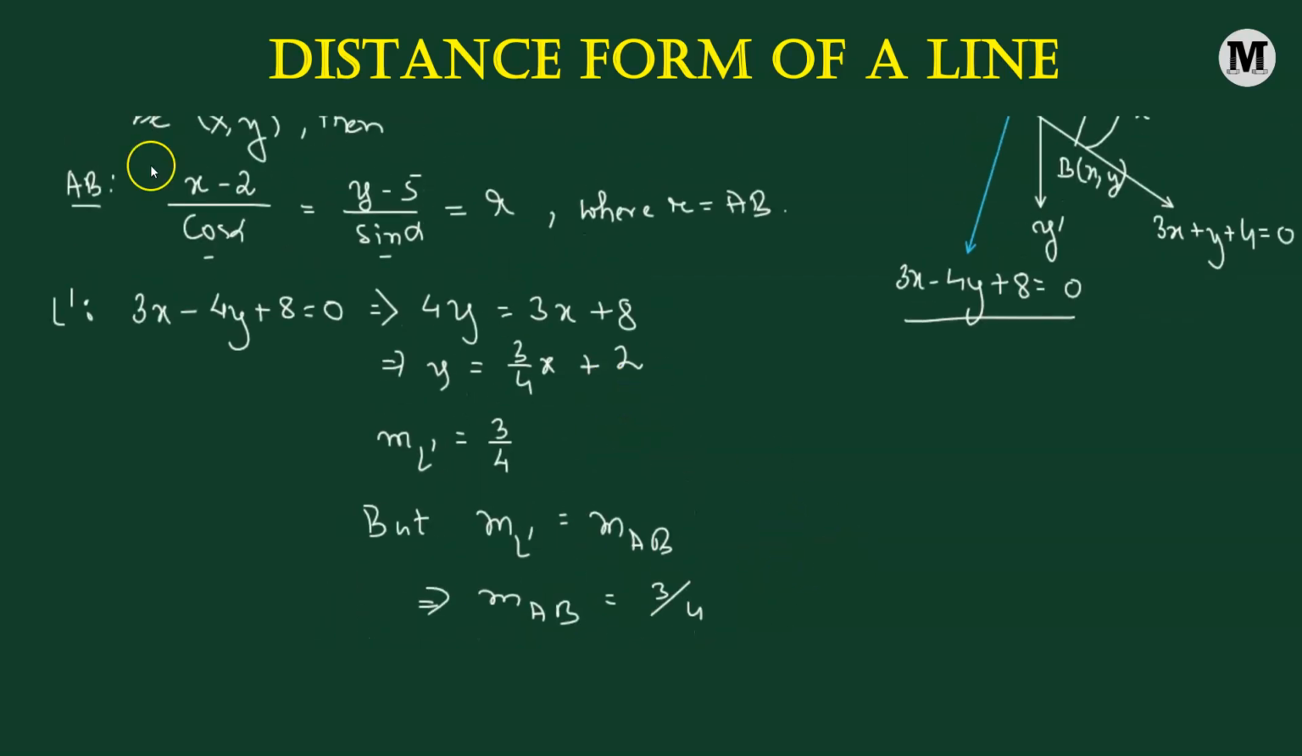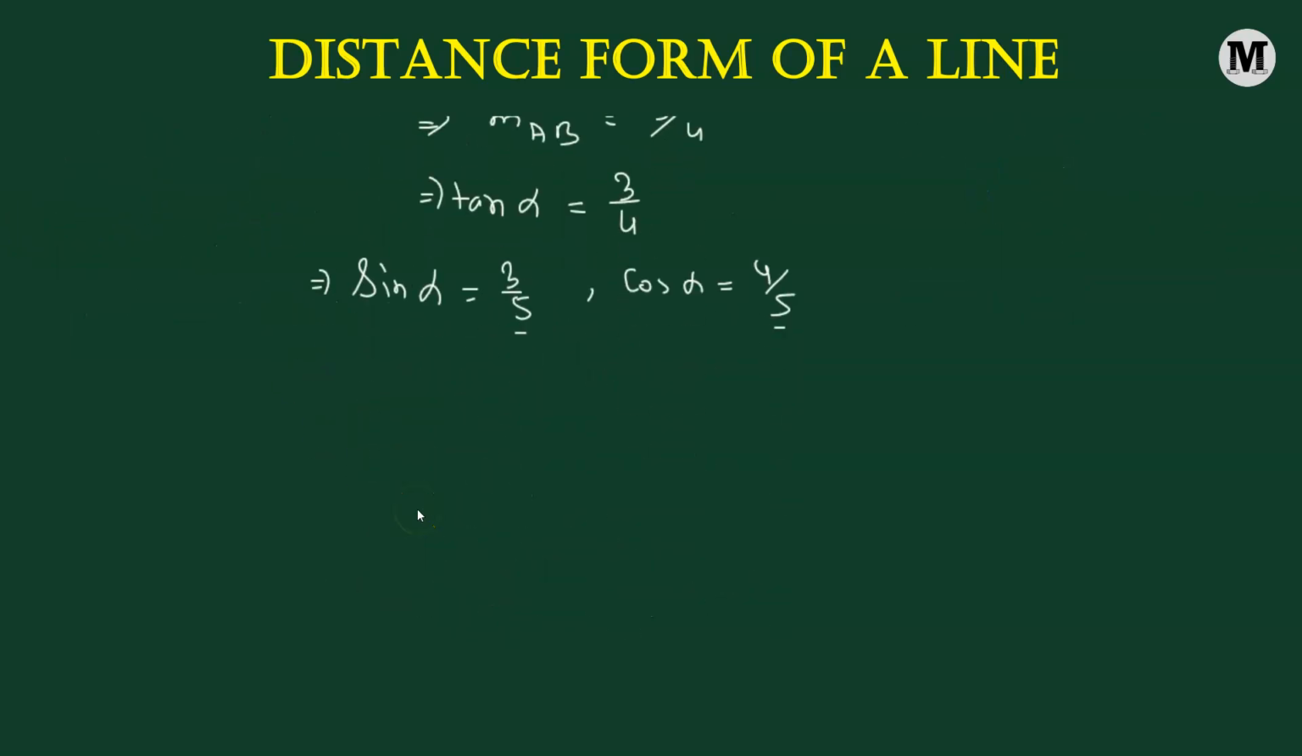We will substitute this back into the distance form of the line segment AB. Again working with the line segment AB, we have x minus 2 divided by cosine alpha, which is 4 over 5, equal to y minus 5 divided by sine of alpha, which is 3 over 5, and this is going to be equal to R.